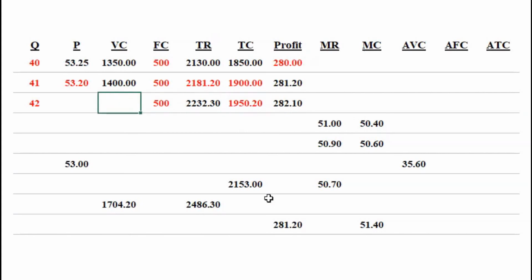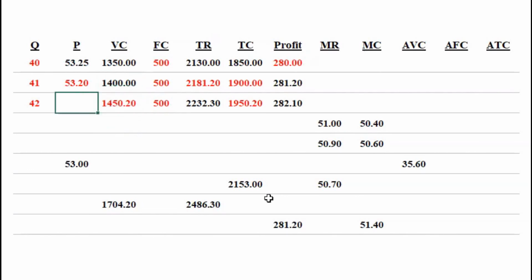Now that we know total cost, we can get variable cost because total cost is variable cost plus fixed cost. These two numbers should add up to 1950.20. So all we have to do is subtract fixed cost from total cost, and that'll give us variable cost. So we're going to do 1950.20 minus 500, and that gives us 1450.20. And that's going to be our variable cost.